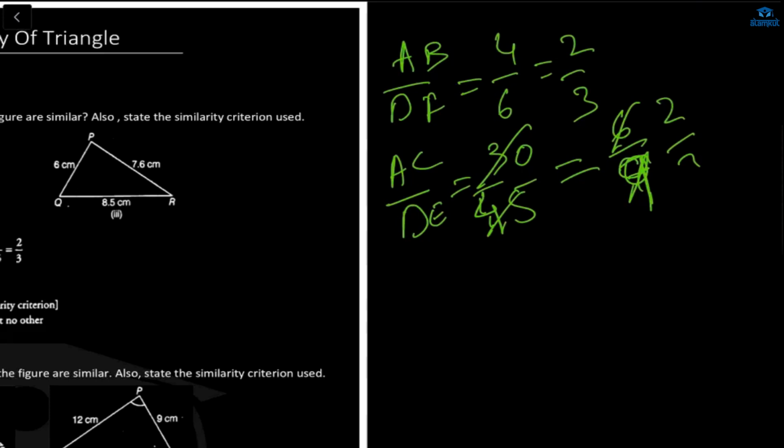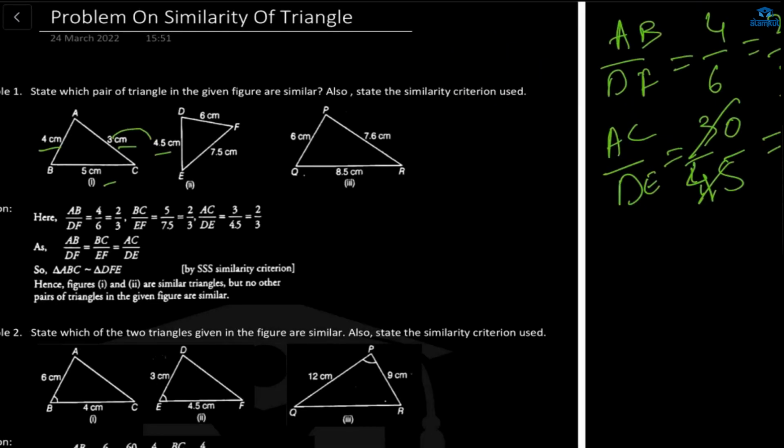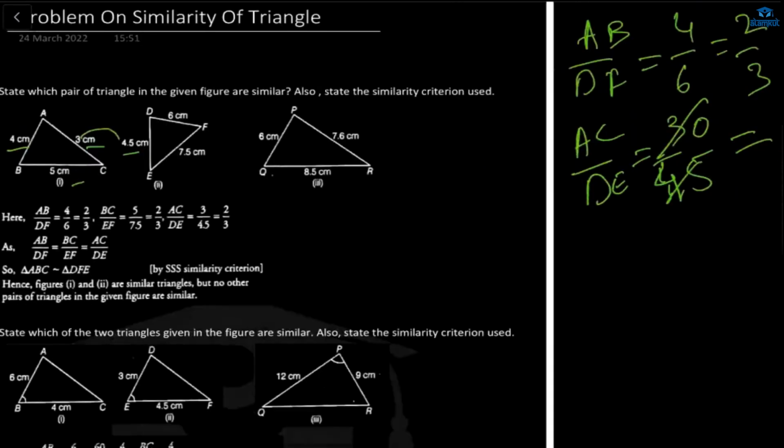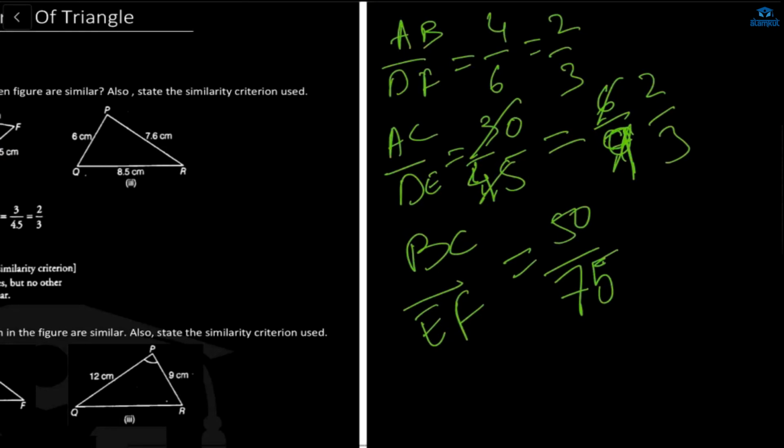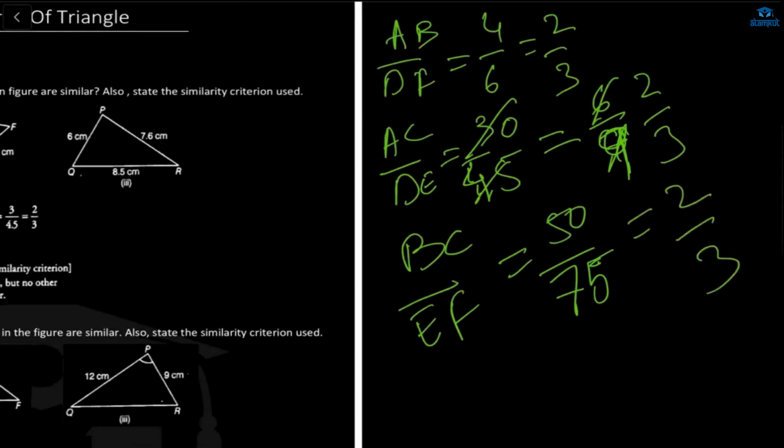Okay, now if you see the third side, in both two sides it is 2 by 3, 2 by 3. Now the third side, that is BC by EF. BC by EF will be 5. Actually, it will be 50 by 75. Okay, so again it will be 2 by 3. If you divide by 25, it will be 2 by 3.